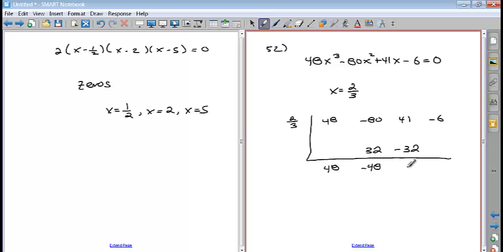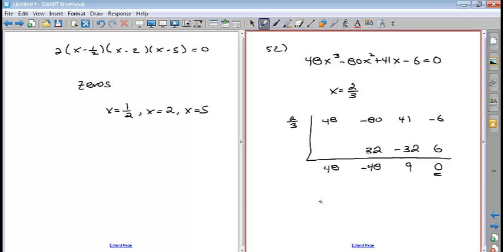Okay, so you add these two together, you get 9. Then you multiply 9 times 2/3. I get 6. -6 plus 6 is 0. So there you go. So that confirms that that's a zero.